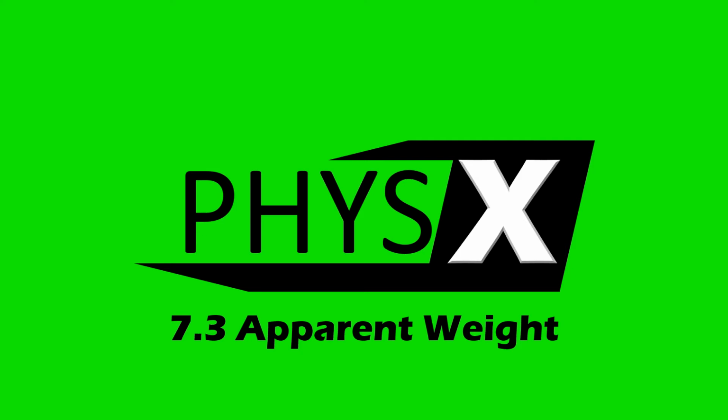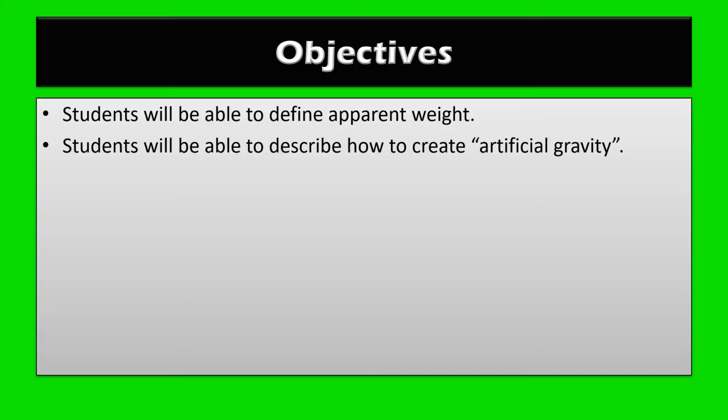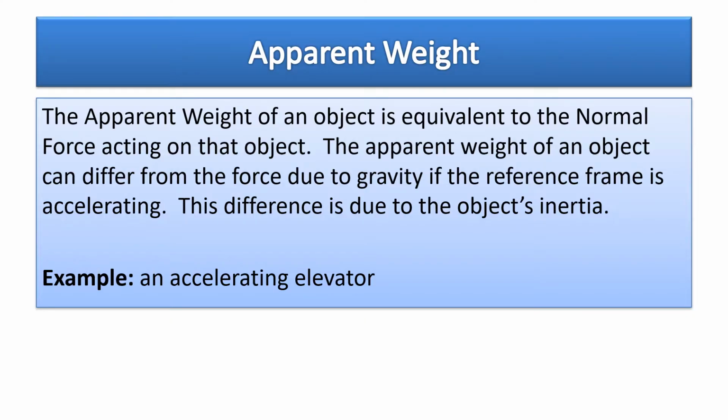Hi, and welcome to 7.3 Apparent Weight. In this lesson, students will be able to define apparent weight, and students will be able to describe how to create artificial gravity. What?